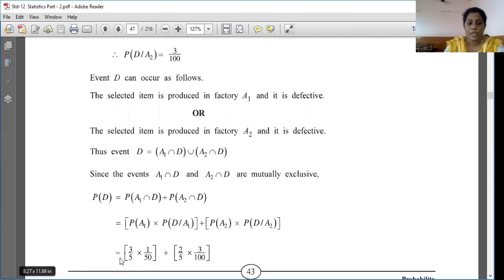Right? Now P of D is P of A1 intersection D plus P of A2 intersection D. So A1 intersection D means what? P of A1 into P of D by A1, plus P of A2 into P of D by A2. What was the value of D?